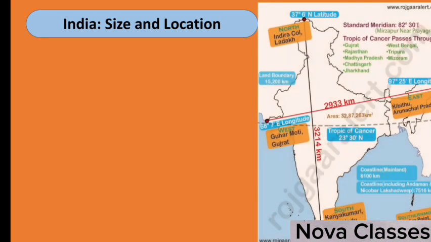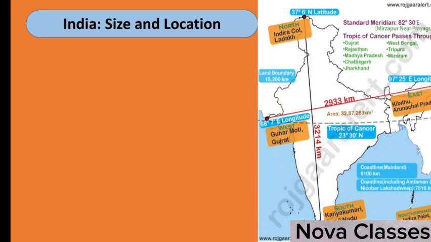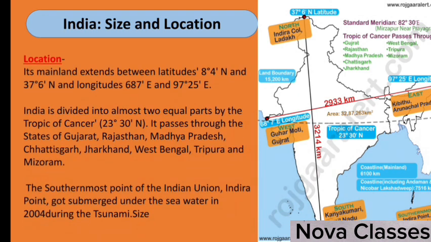Dear students, you can see a map of India, and that picture shows so many things. Let us discuss the location of India. What is the exact location of India on the globe? The latitudinal extent of India is 8 degree 4 minute north to 37 degree 6 minute north. The longitudinal extent of India is 68 degree 7 minute east to 97 degree 25 minute east.